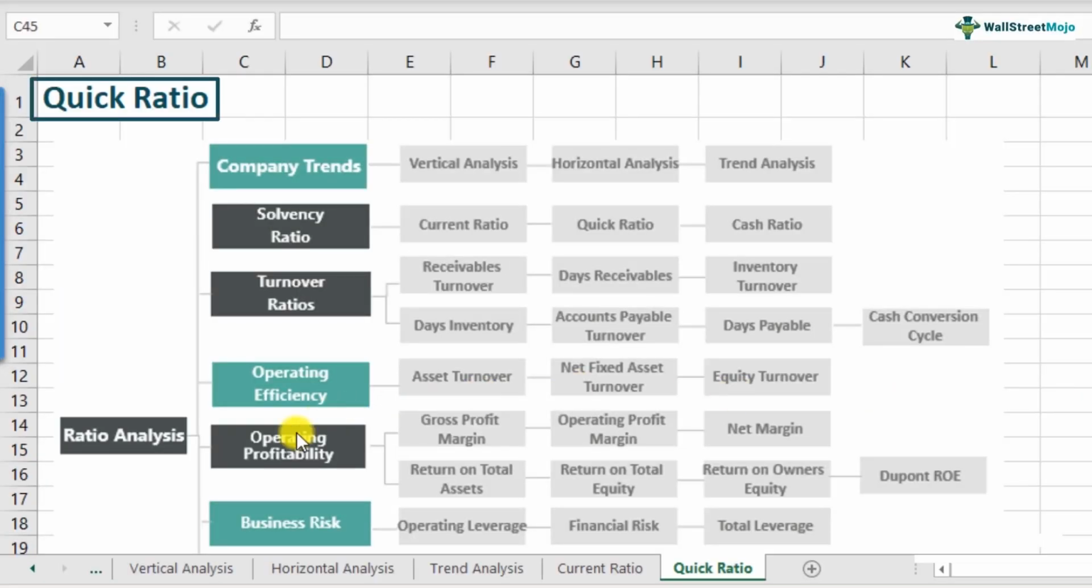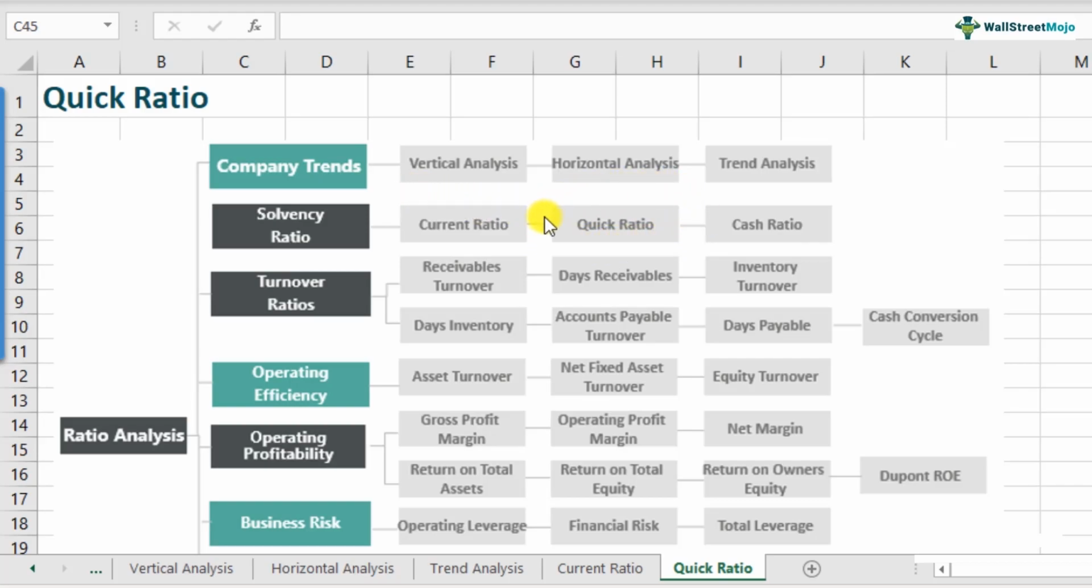What is a quick ratio? Quick ratio is actually a part of the ratio analysis framework, and it comes under the solvency ratio. Solvency ratio is again divided into three parts: current ratio, quick ratio, and cash ratio. In our last video, we did discuss about the current ratio in much more detail. What exactly is the formula, and what are the certain limitations? Quick ratio actually addresses the limitations of current ratio, and we'll discuss all of that in more detail.